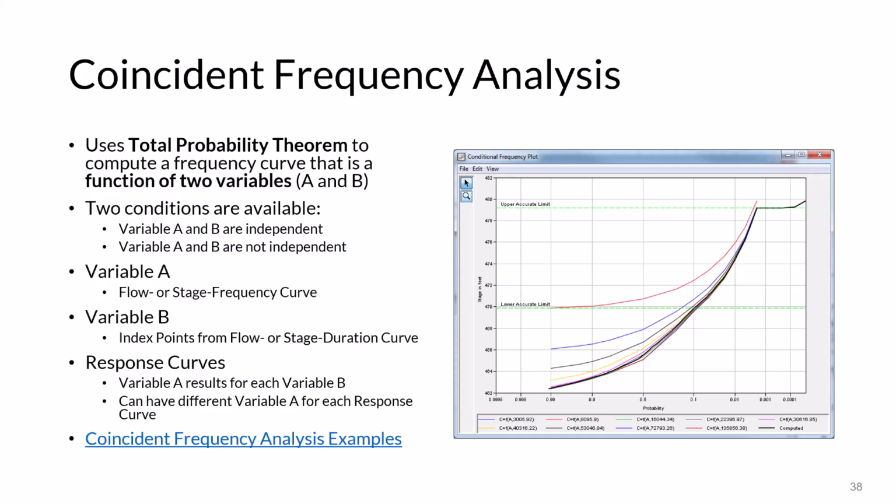The coincident frequency analysis uses the total probability theorem to compute a frequency curve that is a function of 2 variables, A and B. The user can select from one of 2 conditions, that variables A and B are independent, or that variables A and B are not independent. Variable A is a flow or stage frequency curve, and variable B is index points from a flow or stage duration curve. The analysis computes a series of response curves for the user. We have an entire lecture and workshop dedicated to coincident frequency in this class.